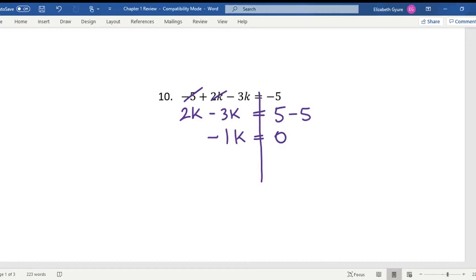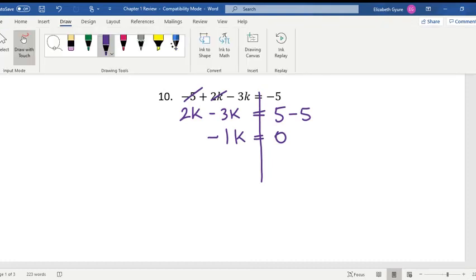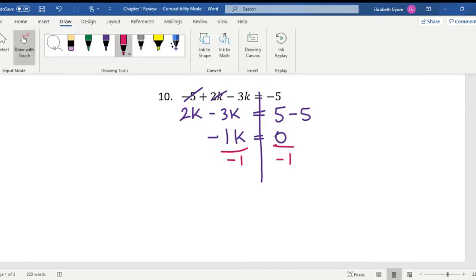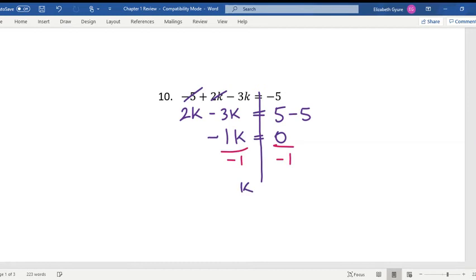Julie, how's it going back there? Good? Okay. Now, what do we need to do to either side? No, don't want to subtract. Yeah, we want to get rid of that -1, so we're going to divide both sides by -1. What are you confused about? Okay. So what's 0 divided by anything? Just 0. So it's K equals 0.